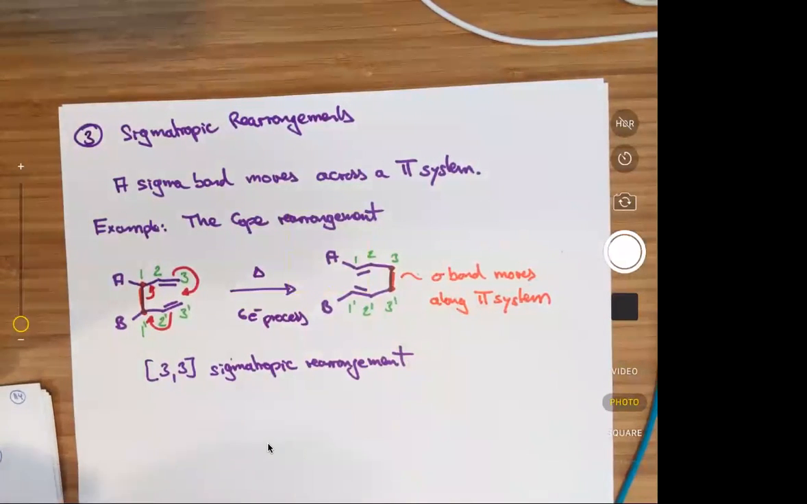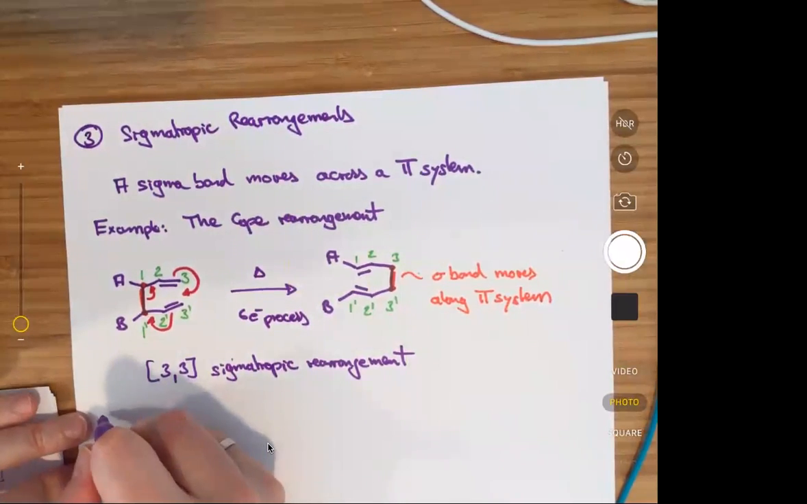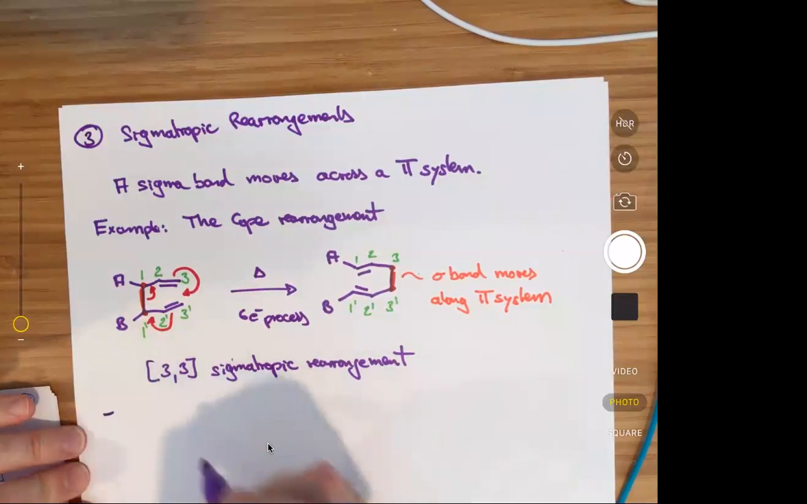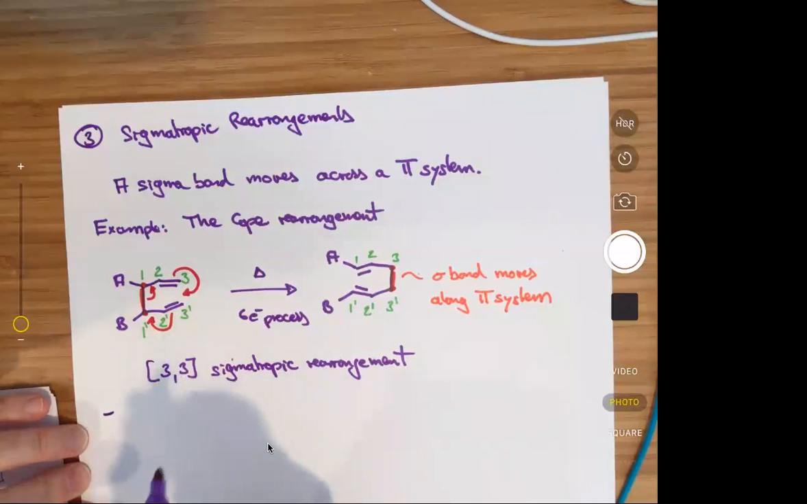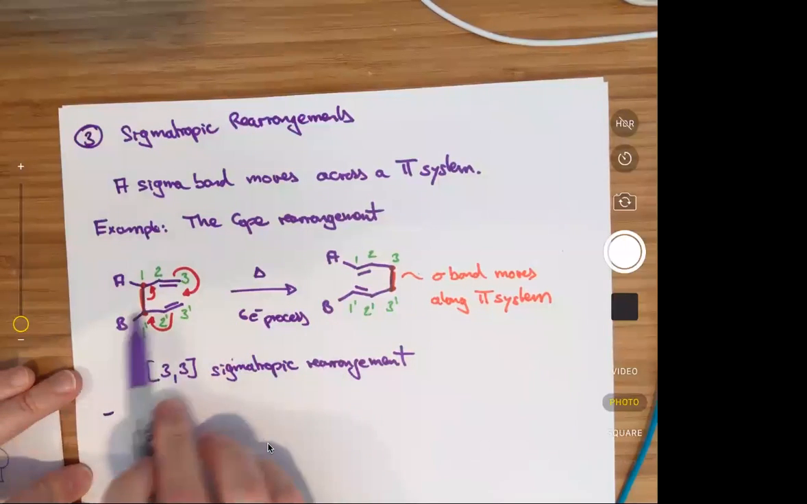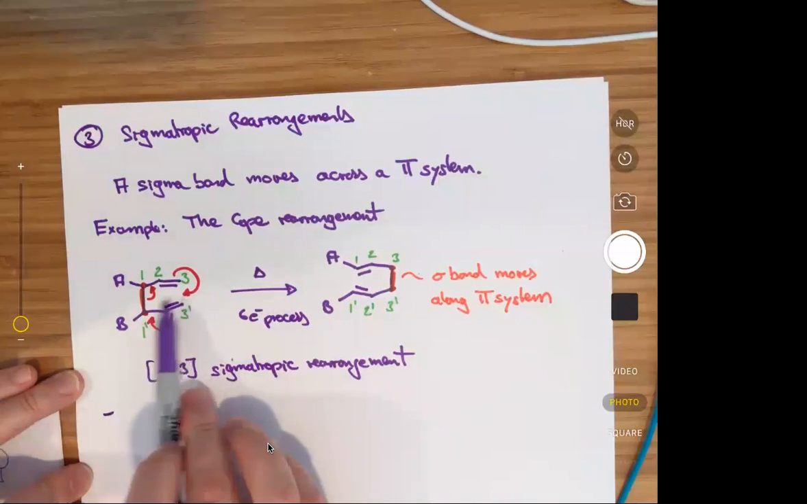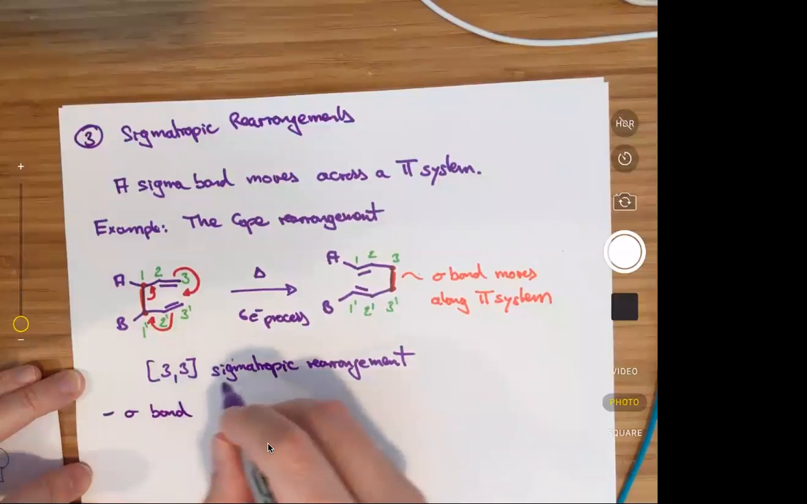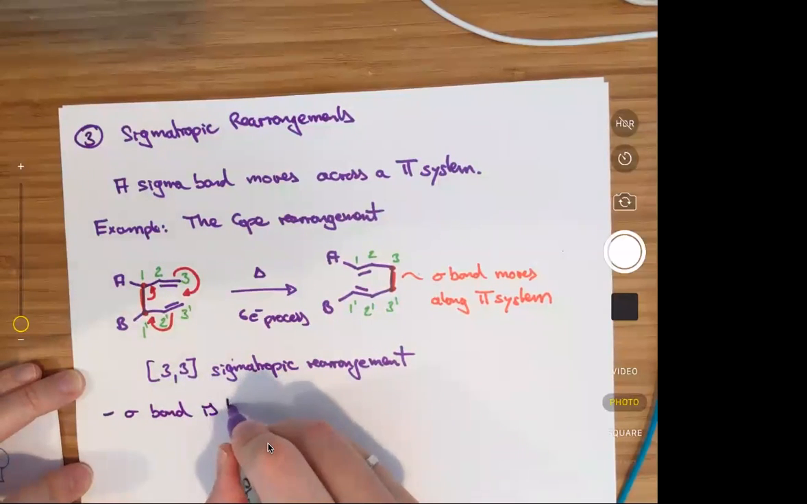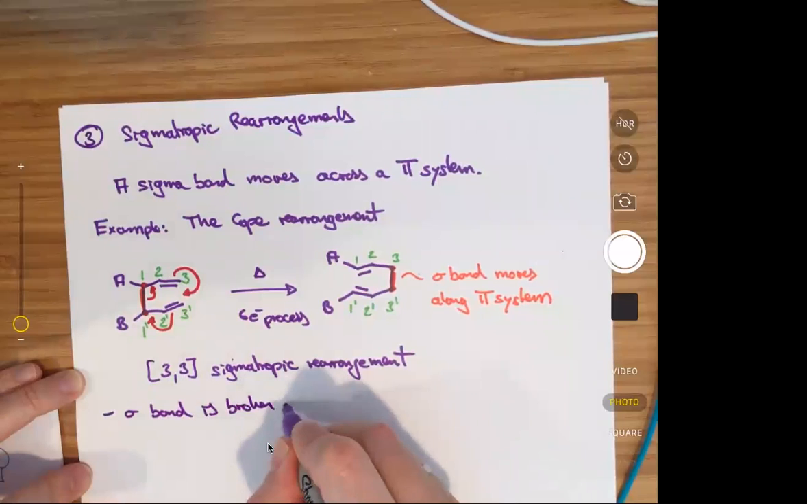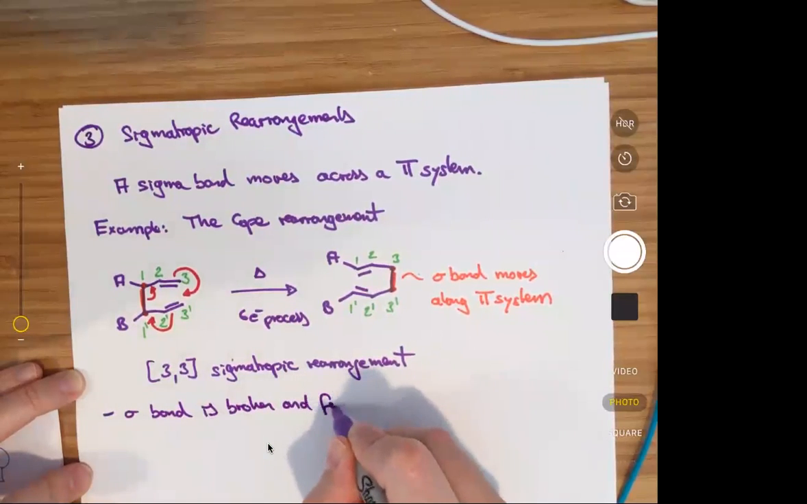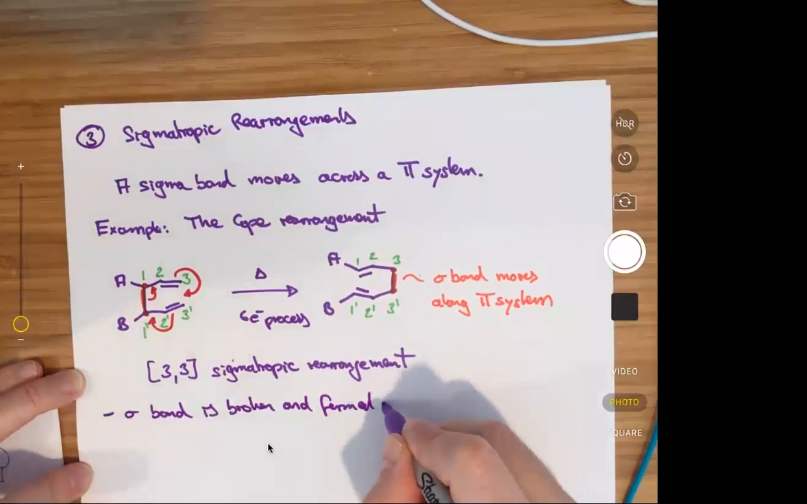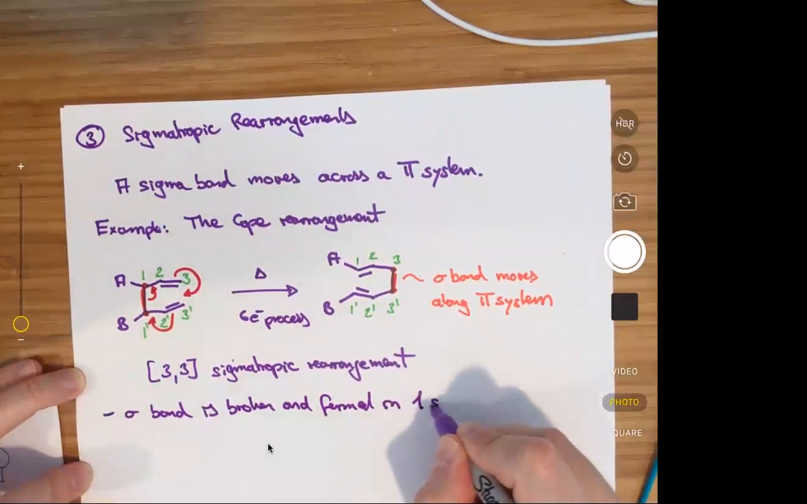Now, maybe just to summarize what happens during these steps. So one, the sigma bond is broken and reformed in the same step. So this is still a concerted process. We only have one transition state here. So the sigma bond is broken and formed in one step.